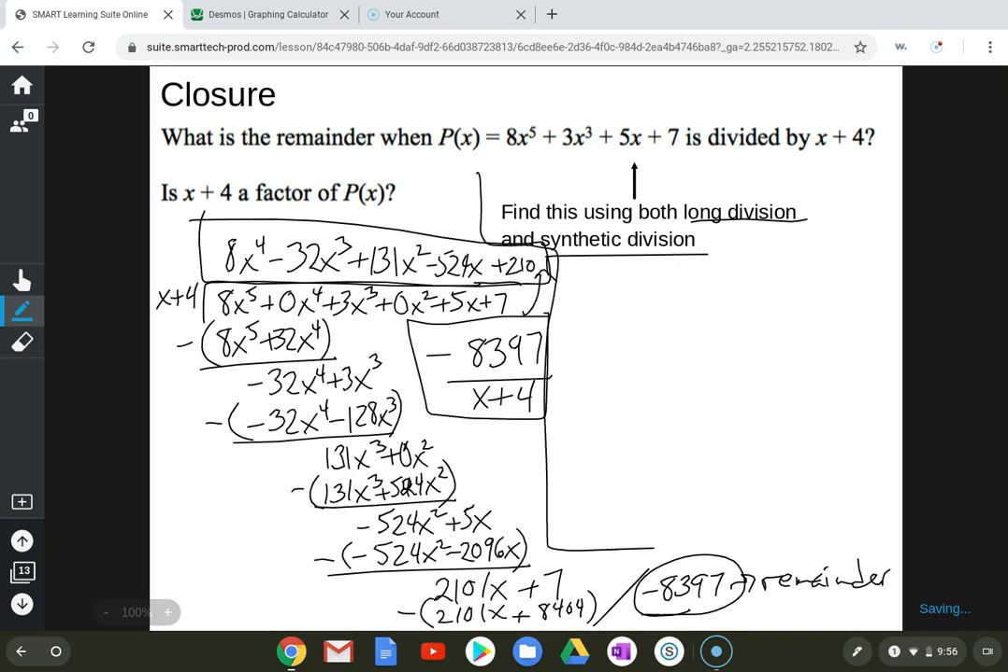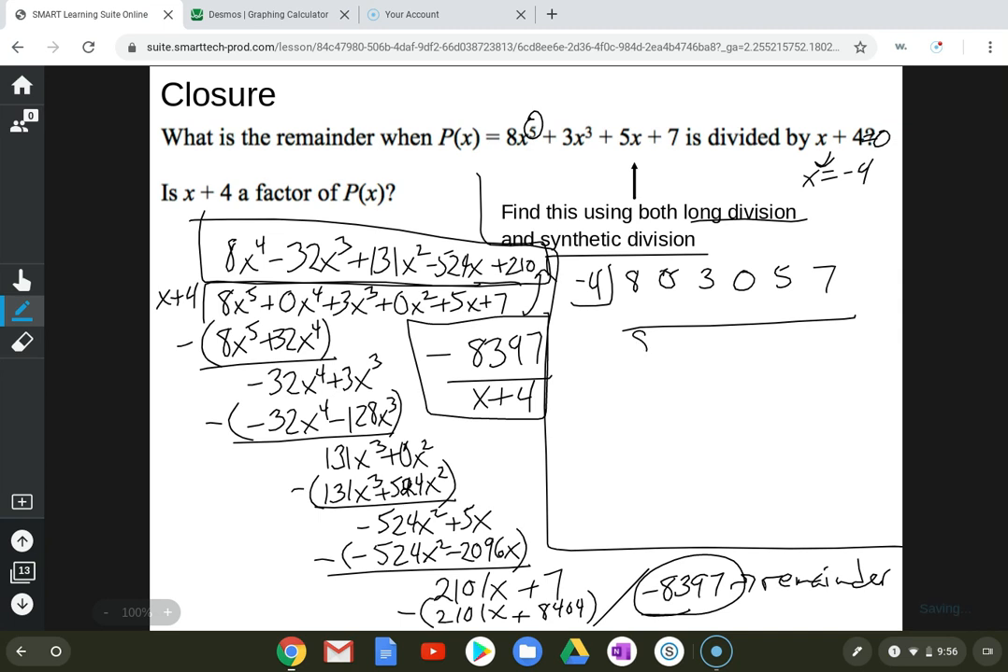Let's see if I can do this with less space for synthetic division. We have negative 4, because we take x plus 4, set it equal to 0, and we get x equals negative 4. Then 8, 0, 3, 0, 5, 7. Make sure you fill in zeros for any of your missing terms. If you start with x to the 5th, you have to go 5, 4, 3, 2, 1, 0. Bring down the 8.